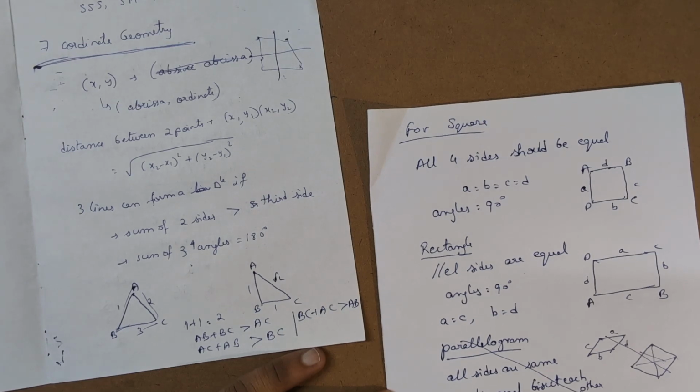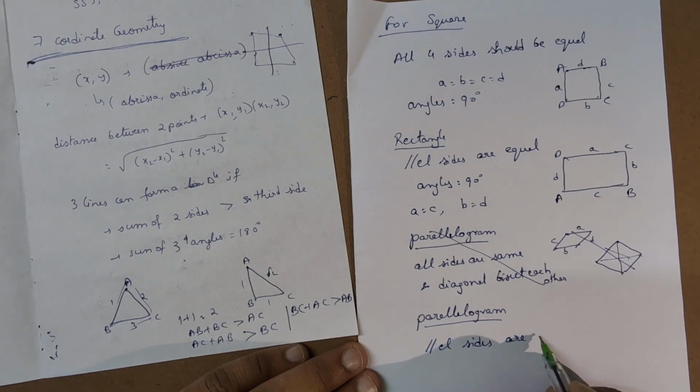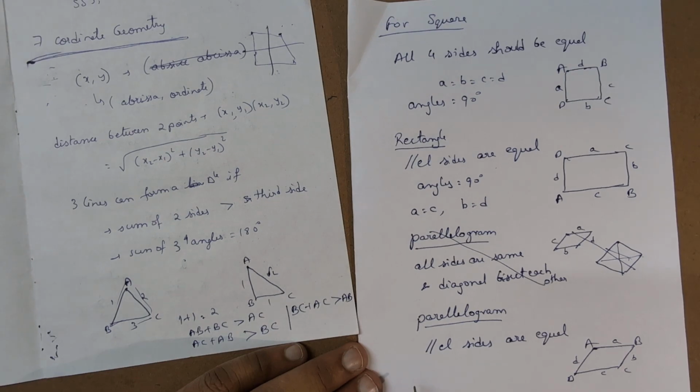Let me re-explain again. For a parallelogram, parallel sides are equal. An angle is not mandatorily 90 degrees. If it is 90 degrees, then it will become a rectangle.